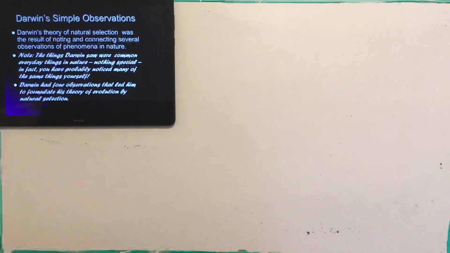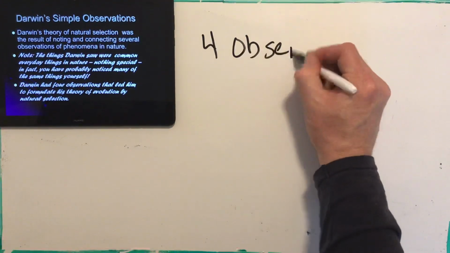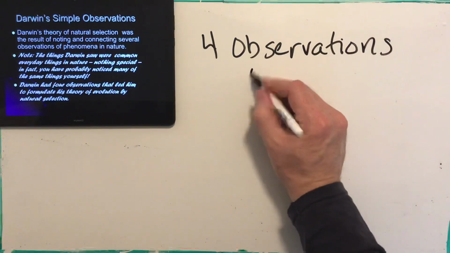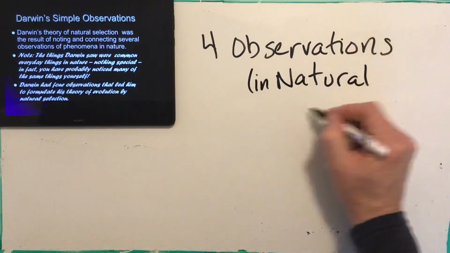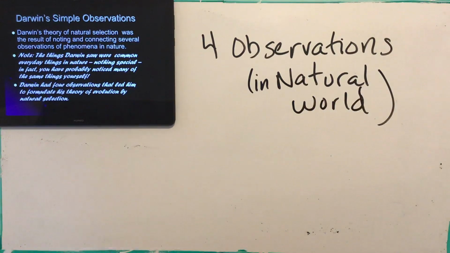All right. So what we're going to be talking about in this presentation is 4 observations. Darwin was a naturalist from England, and he made 4 observations about everyday things in nature. These are happening in the natural world. And he put these 4 observations together. He noticed, oh, there's something you see over and over again. Oh, there's another pattern I see over and over and over again. So he made these 4 observations of things occurring in the natural world.